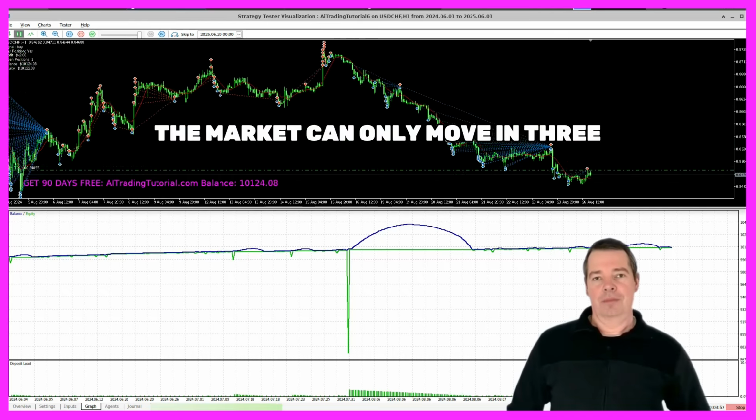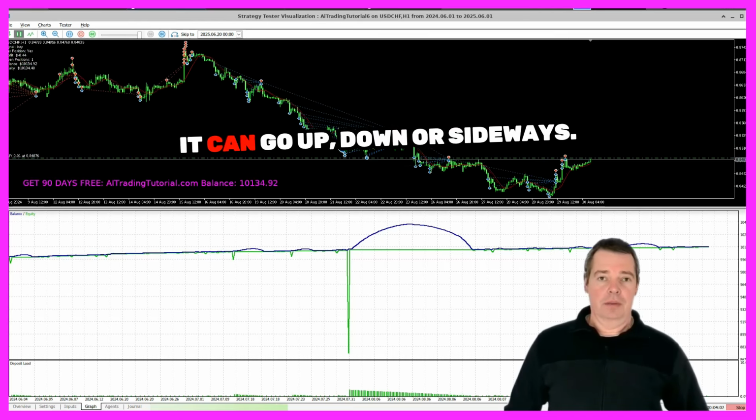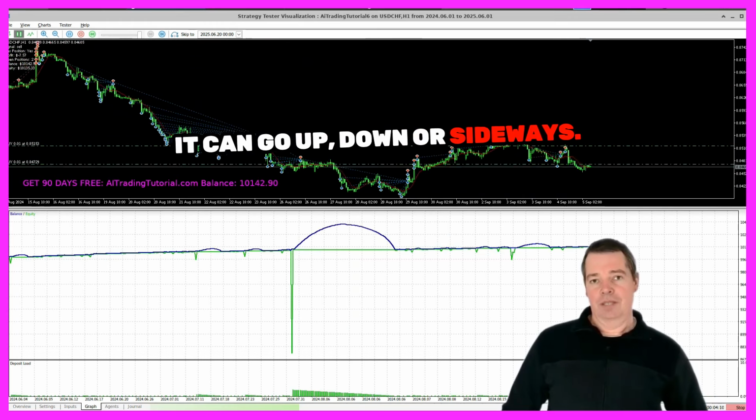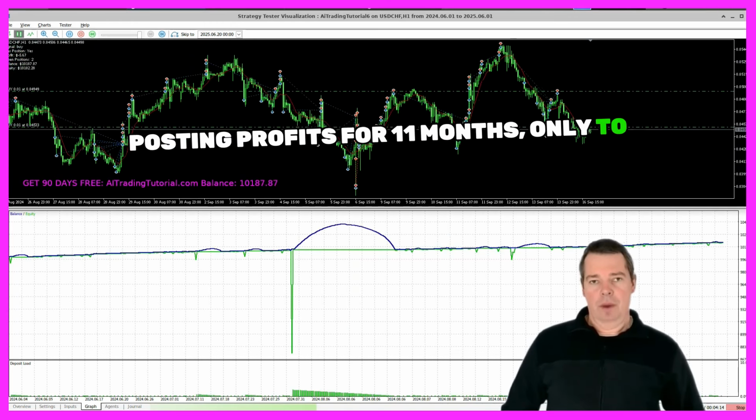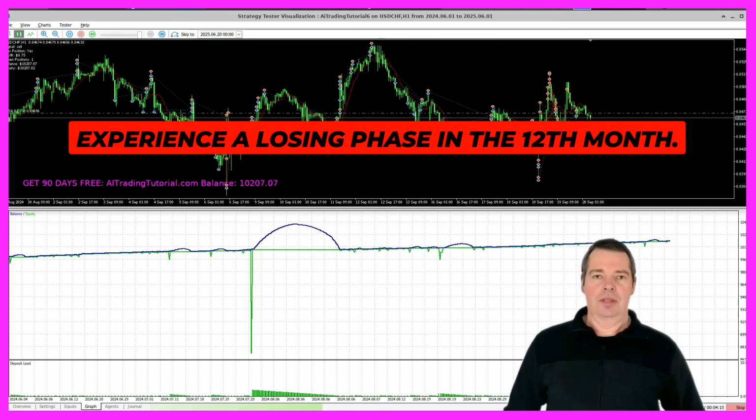The market can only move in three directions. It can go up, down, or sideways. This variability can lead to an account posting profits for 11 months, only to experience a losing phase in the 12th month.